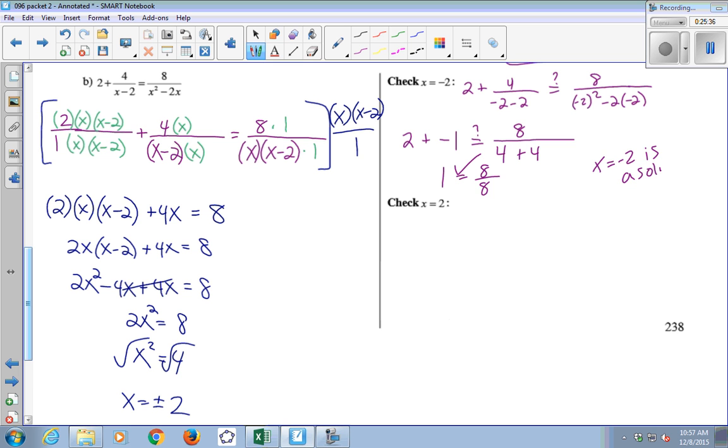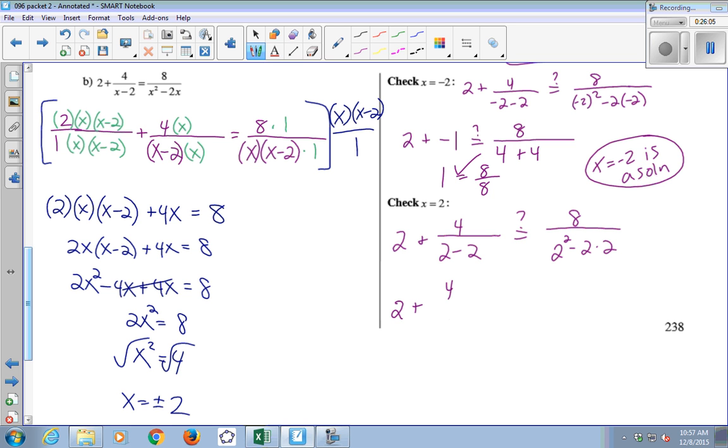We got to check. We can't know until we plug it in. Sometimes both will actually be a solution. Sometimes neither will be. Sometimes only one will be. So you have to check them both. So now I'm going to put in a 2. Right, so I have 2 plus 4 over 2 minus 2. Does that equal 8 over 2 squared minus 2 times 2? So this is 2 plus 4 over 2 minus 2, which is 0. 8 over 2 squared is 4, minus 4 is 0.